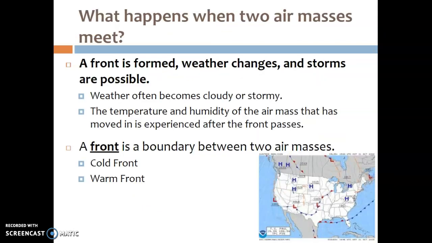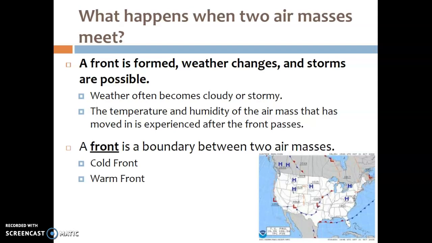What happens when two air masses meet? And that's when it gets interesting. That's when you get a front. Weather will change and storms are possible. Weather often becomes cloudy or stormy when two air masses run into each other. The temperature and humidity of the air mass that has moved in is experienced after the front passes. So the air mass that's coming in over the top is the one that's going to stick around.